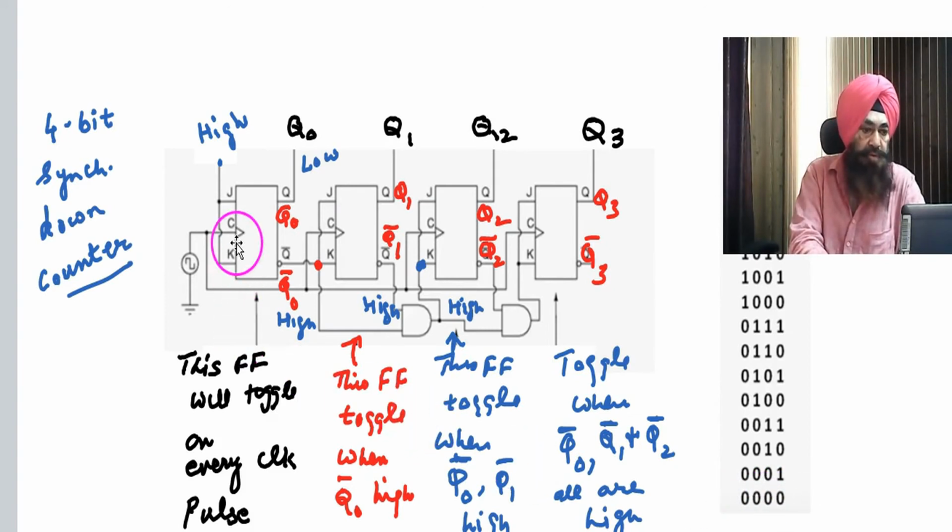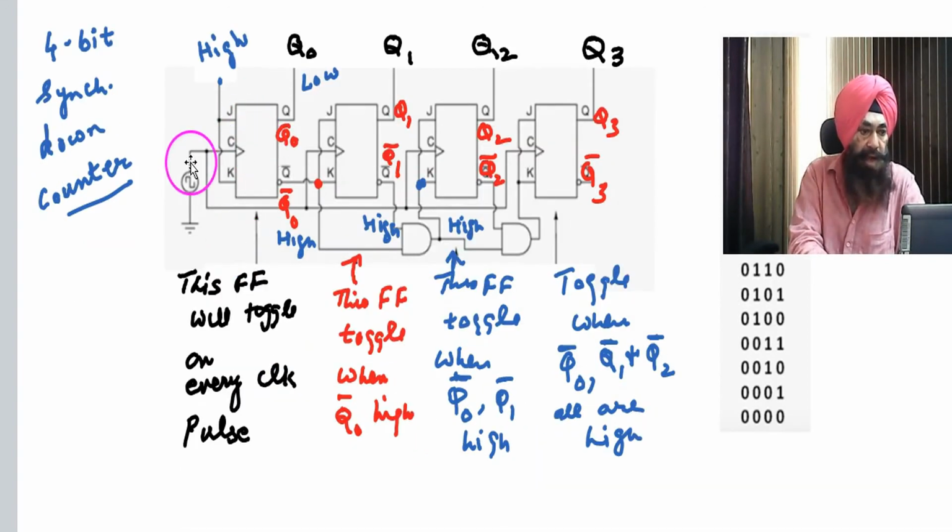So the first flip-flop will toggle at every clock pulse. Then Q naught complement becomes the input given to the JK of the second. So this will toggle when Q naught is low. When Q naught is low, then Q naught complement will be high. When Q naught complement is high, JK is high, it will toggle with the clock. And remember, then Q naught is low.